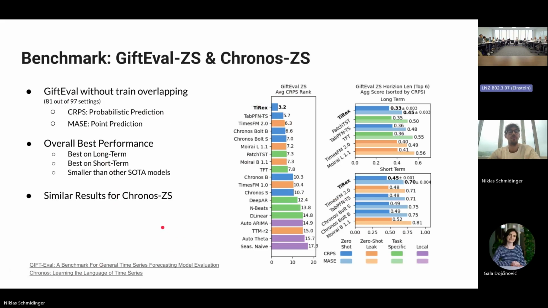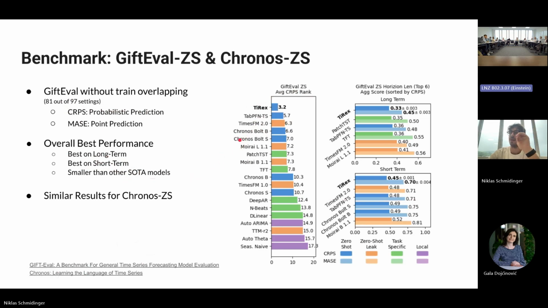This was introduced in this paper down here. And what we can see is that T-Rex is best compared to, for example, Kronos, a large model by Amazon. T-Rex achieves the best results on long-term benchmark settings, and also on short-term benchmark settings, like short-term forecasts. And it is much smaller than other state-of-the-art models.